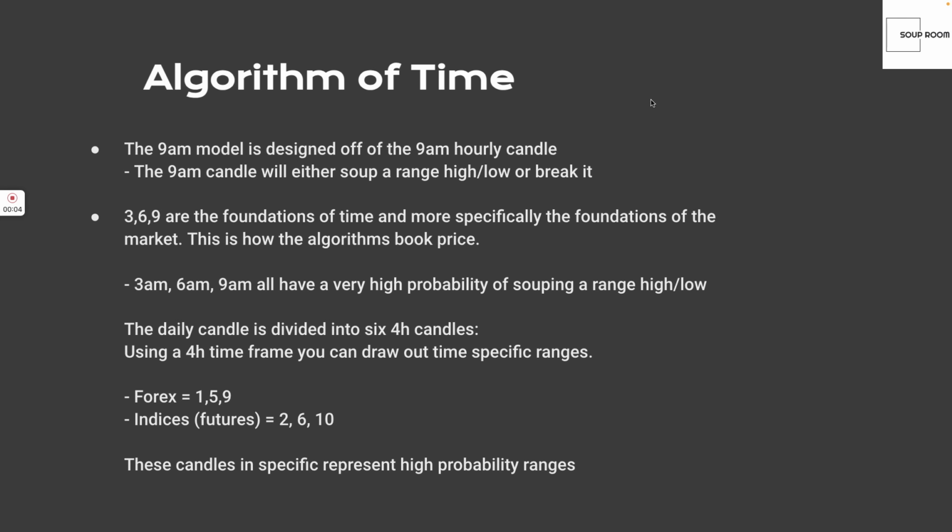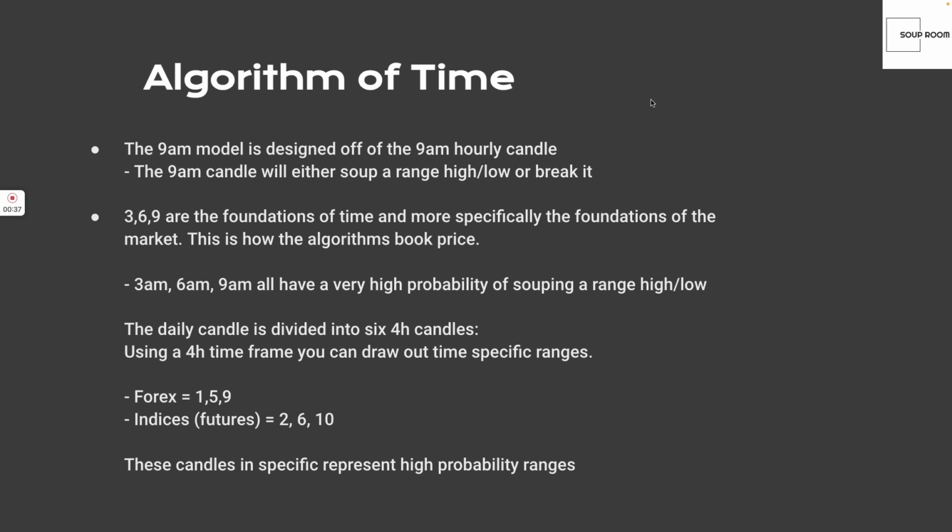The algorithm of time. So, why do we choose the 8 a.m. candle's range? Why the 8 a.m. candle high and low? The simple reason is because the entire 9 a.m. CRT model is designed off of the 9 a.m. hourly candle. The 9 a.m. candle will either soup the 8 a.m. candle's high or low or break it. Very important. Very, very important.